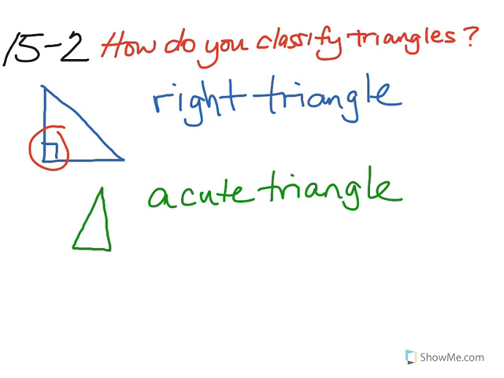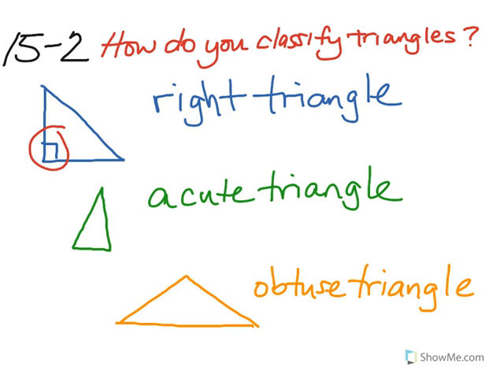An acute triangle has 3 acute angles, all less than 90 degrees. And an obtuse triangle has 1 obtuse angle greater than 90 degrees. Please add any of these triangles that you're missing to your notes.